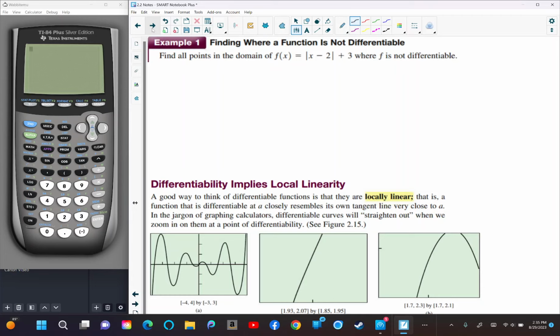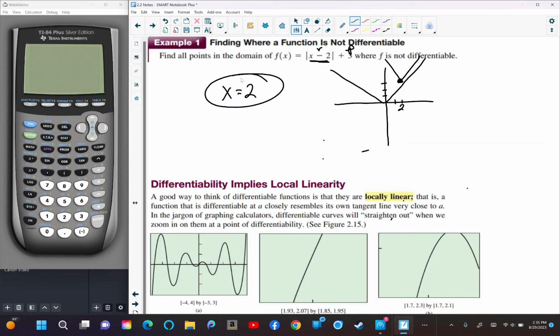Find where a function is not differentiable. Find all points in the domain of f of x where f is not differentiable. So let's look at the graph of this. So here's absolute value of x. So minus 2 means right 2, and plus means up 3. So we're going to go right 2 and up 3. So let's say right there. So that's the new vertex. So at 2, this function is not differentiable because there was a corner there. So the answer they're looking for is at x equals 2.